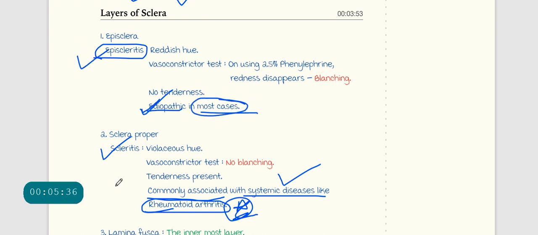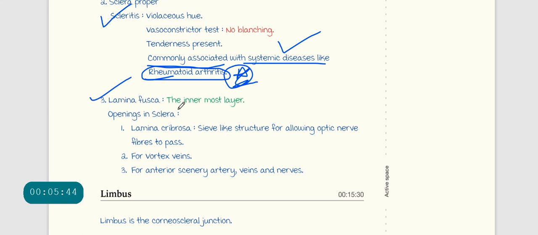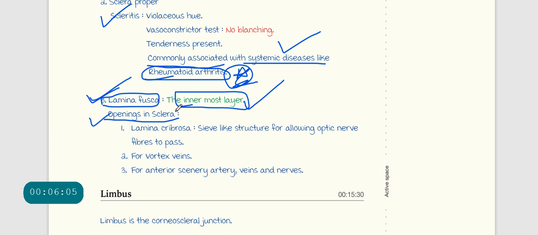Now coming to the third layer, that is lamina fusca. It is also called the innermost layer. In the lamina fusca we are going to study the openings. There are some openings, the optic nerve opening basically, but not only the optic nerve; many other structures are there. So let us see what the openings in the sclera are.